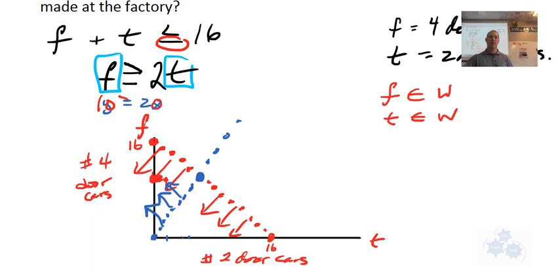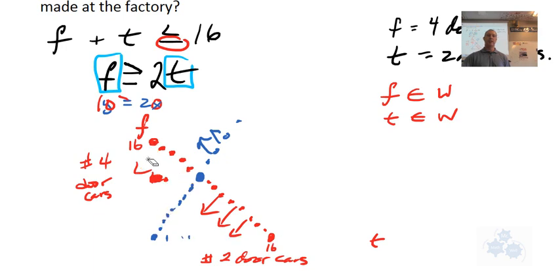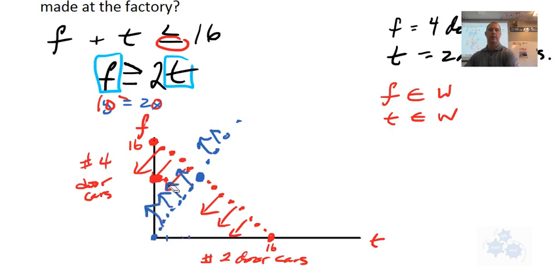Okay. So you see how we have this right here? The shaded region, if I now get rid of these arrows, the shaded region is going to be in here. Now, again, these are going to be points. We don't want fractions of cars, so those are going to be points. But that's the region in here that overlaps.